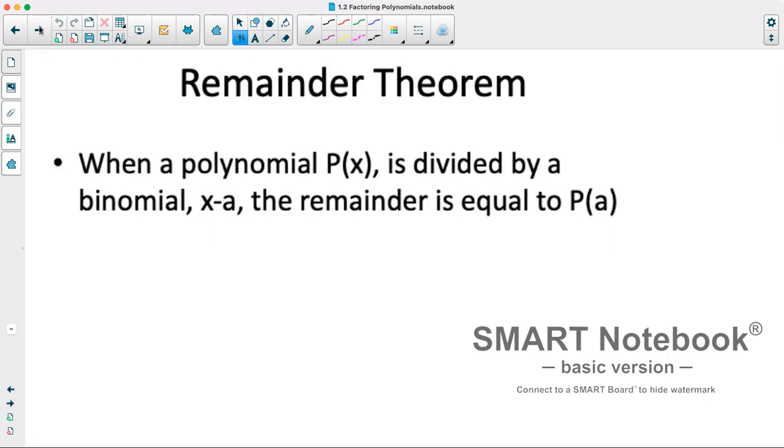When a polynomial represented by P of x is divided by a binomial of the form x minus a, the remainder is equal to P of a. So in other words, we replace all of our x values with the value of a, and when we calculate it, that gives us our remainder. So we can get a remainder without actually doing division.